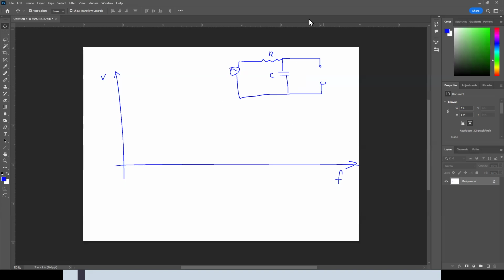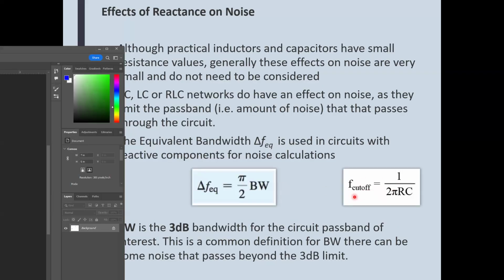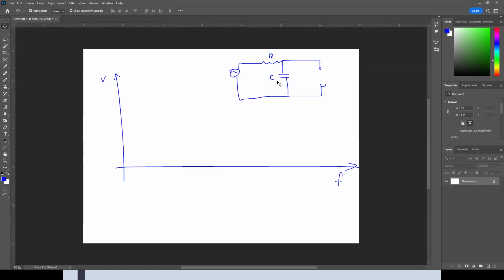You calculate the cutoff frequency by using this formula here, 1 over 2 pi RC. So you take a certain value of the resistor and a certain value of the capacitor, and you calculate the cutoff frequency, let's say somewhere here, whatever the number is, it doesn't matter right now. And the characteristic of a low-pass filter is something like this. When it gets closer to the cutoff frequency, it's going to taper off like that.